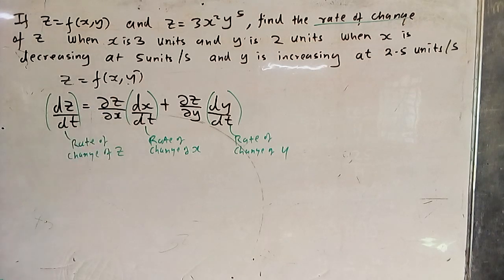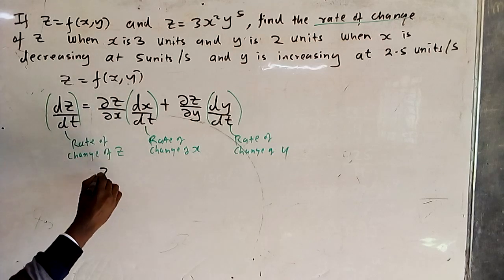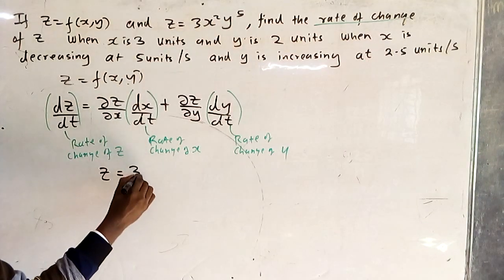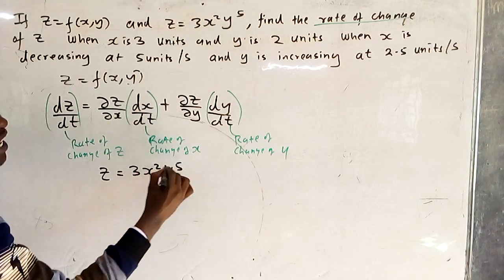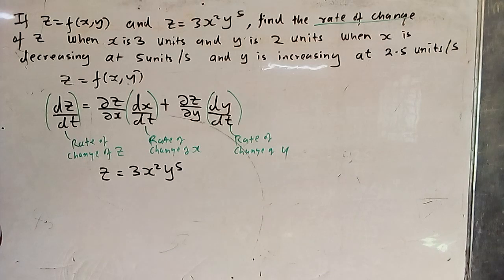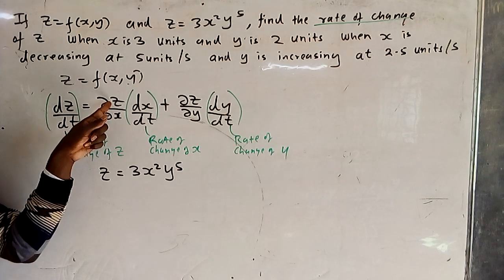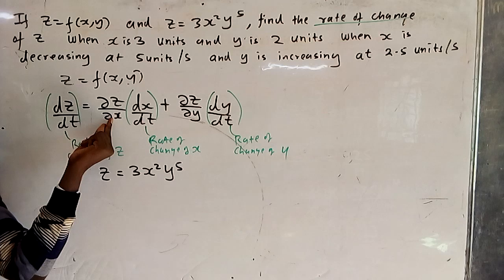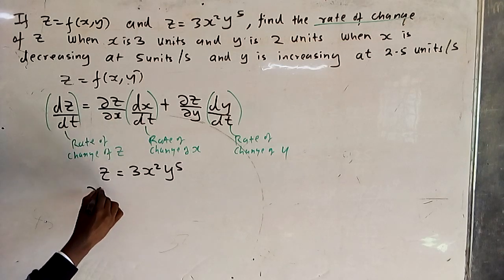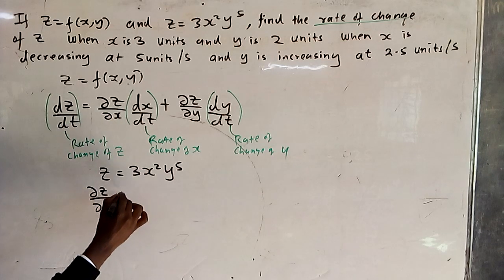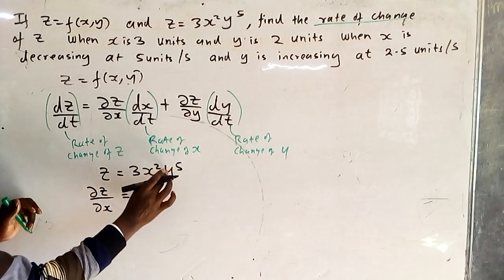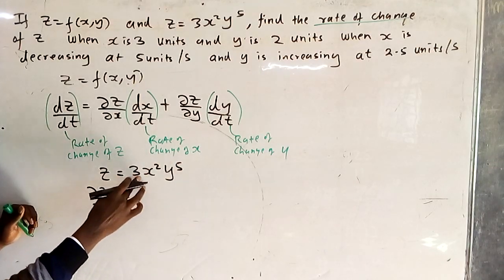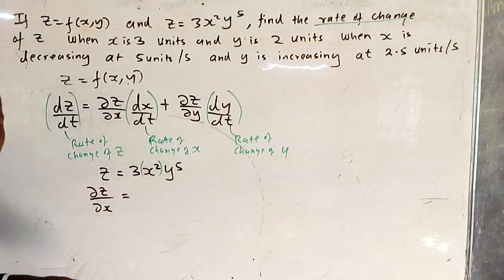The first partial derivative here is what? You've been told z is 3x squared y raised to power 5. That is what you've been told, isn't it? So the first thing we want is to differentiate z partially with respect to x. Meaning only x is a variable. Anything else is a constant. So this y raised to power 5 is a constant, this 3 is a constant. What we are differentiating is this x squared, isn't it?